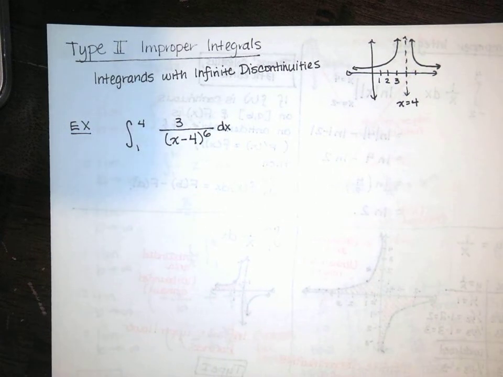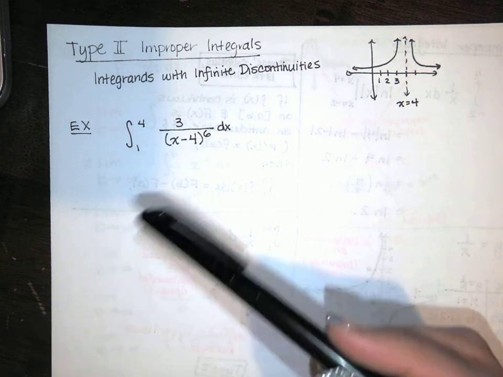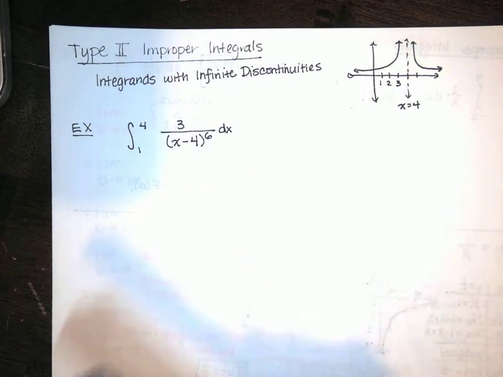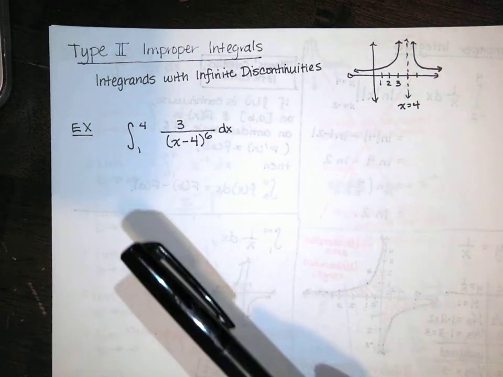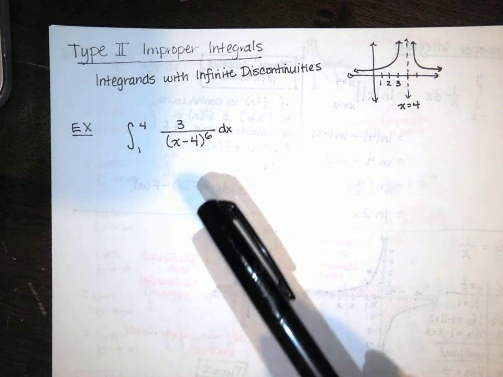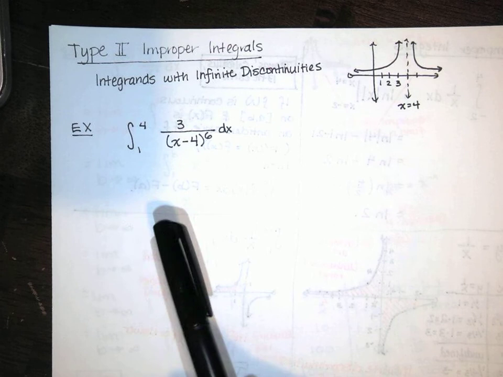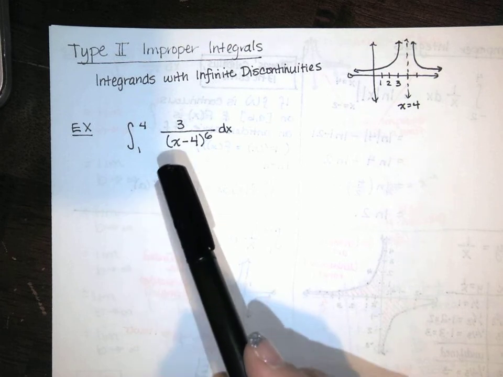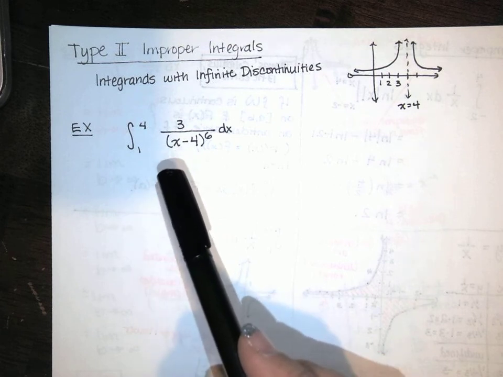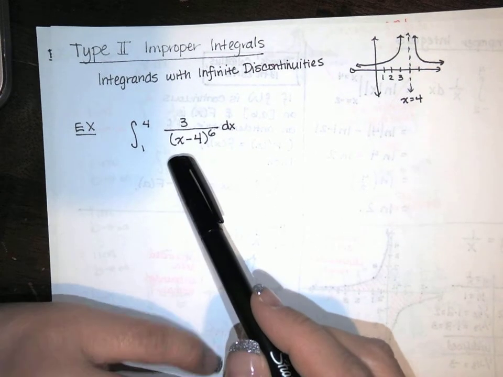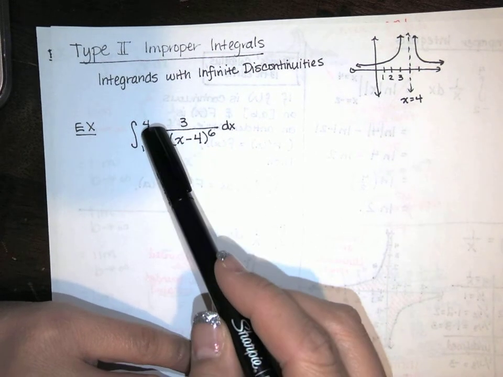Okay guys, now we're going to move on to type 2 improper integrals, and these are a little bit less obvious. Type 1 improper integrals had negative infinity as the lower bound or positive infinity as the upper bound. It's not so clear that this is improper just to look at it, but I have to remember the fundamental theorem of calculus, which says I can just apply it as long as this integrand, this function, is continuous on the closed interval from 1 to 4.